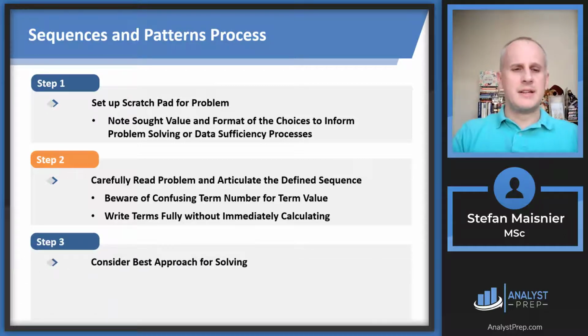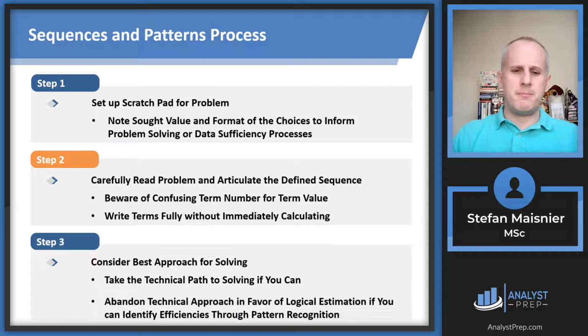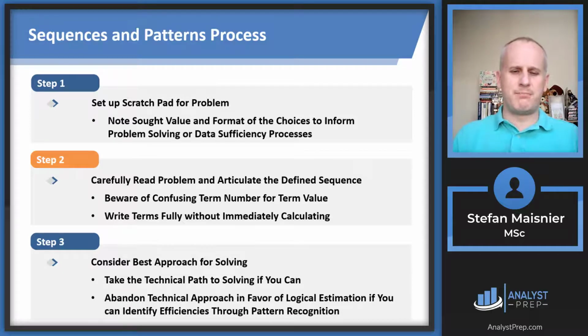And step three, consider the best approach for solving. Take the technical path to solving if you can. That's going to be the fastest way. But you will need to consider abandoning the technical approach in favor of estimation if you can identify efficiencies through pattern recognition. And again, you might even be able to argue to me that what we saw in the previous example was really logical estimation, because we're not actually solving and summing everything, but you can also make an argument that it's technical. So that's going to be our approach for sequences and patterns.